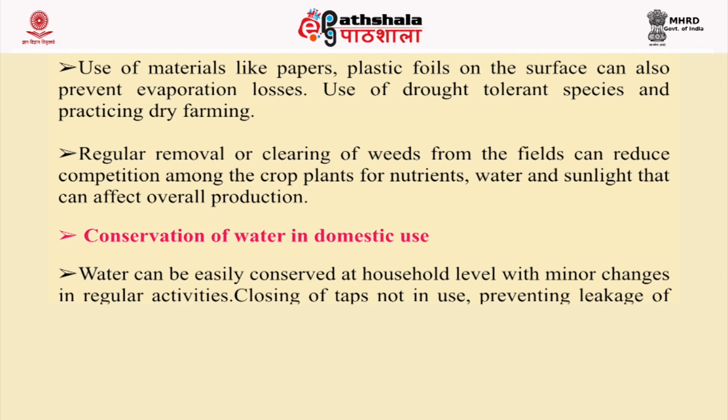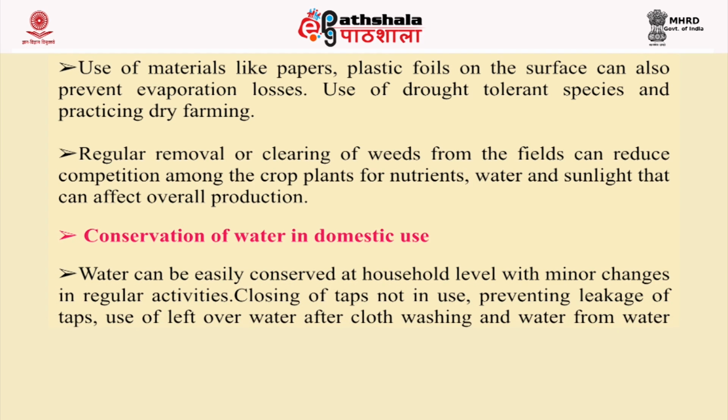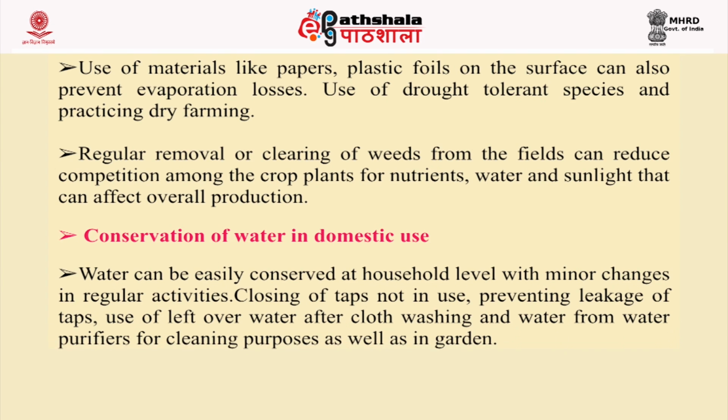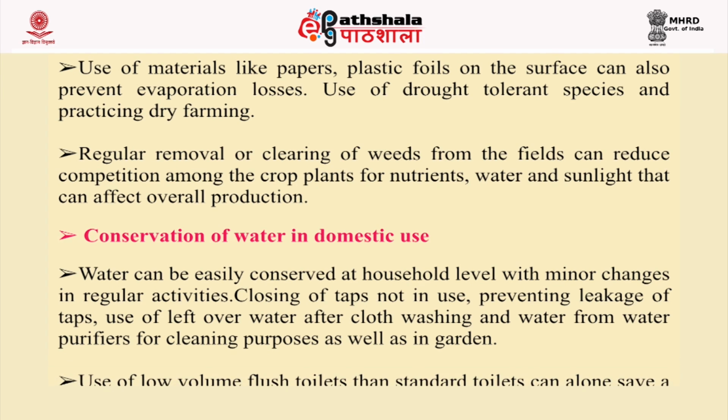Next is the conservation of water in domestic use. Water can be easily conserved at household levels with minor changes in regular activities, like closing of taps while not in use, preventing leakage of taps, use of leftover water after cloth washing, and water from water purifiers for cleaning purposes as well as in the garden. Use of low volume flush toilets rather than standard toilets can alone save a lot of water.